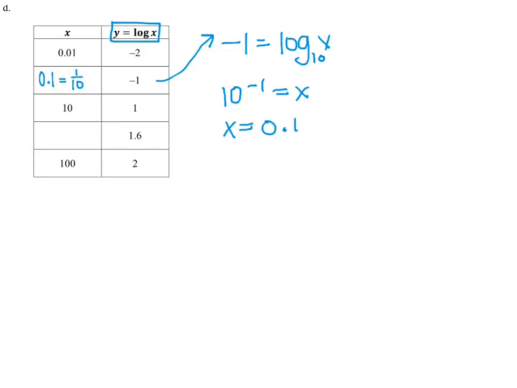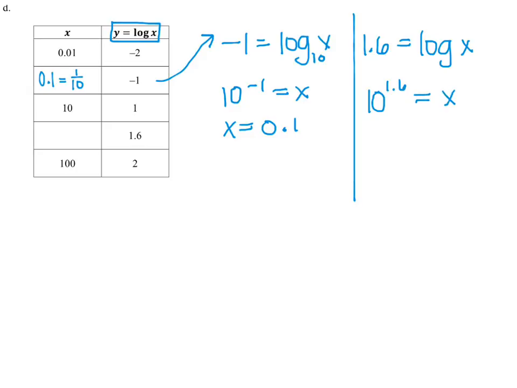We would do the same thing if y equals 1.6. I'm going to rewrite this in exponential form. So I can say 10 with an exponent of 1.6 is equal to x. Plug that into my calculator. I get that x is approximately 39.811. And I'm just rounding to 3 decimal places here.